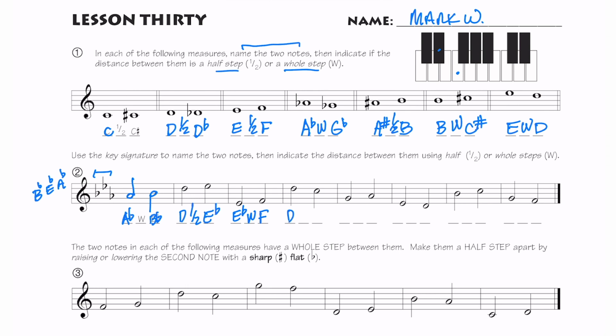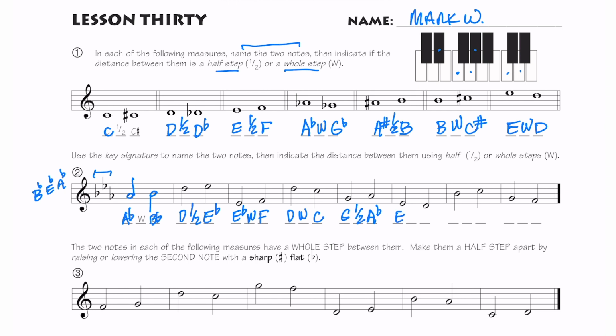Keep going. D to C. It's not a D flat, it's not a C sharp. D to C, think about it. D to C is a whole step. G, and here's A. Is A natural or A flat in my key signature? Flat. So G to A flat is a half step.